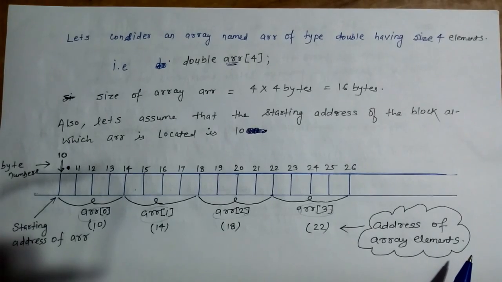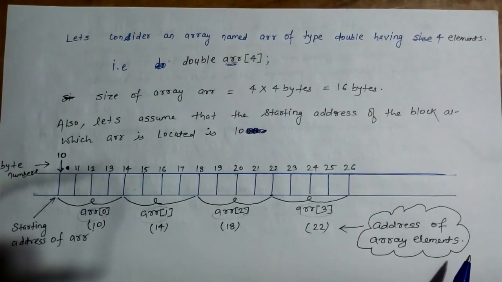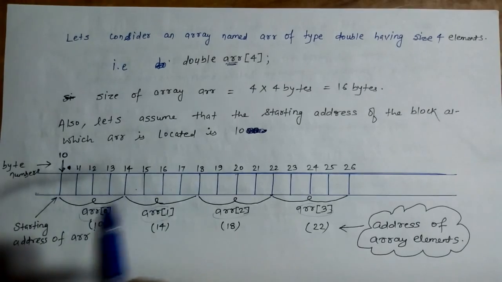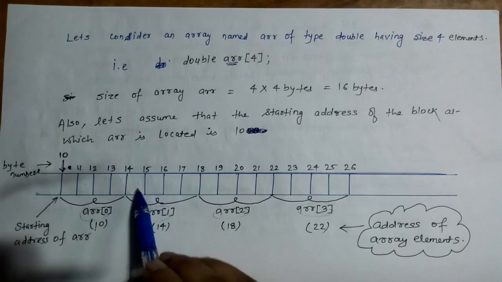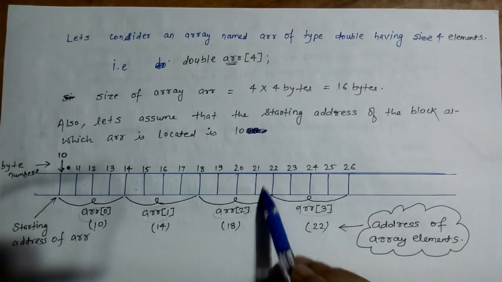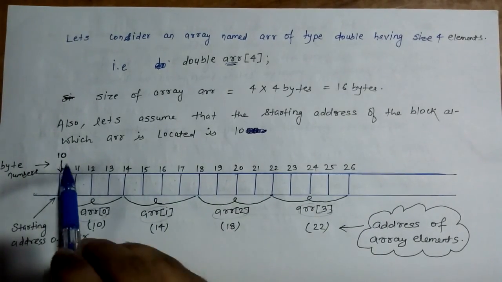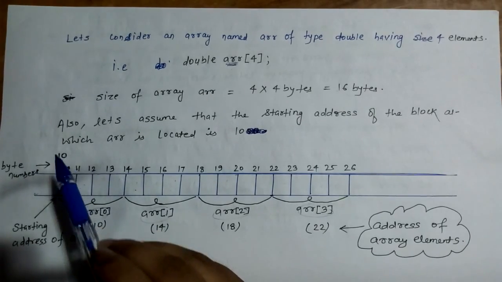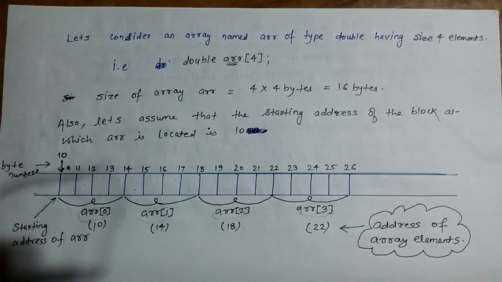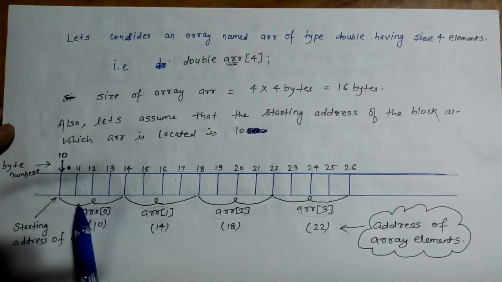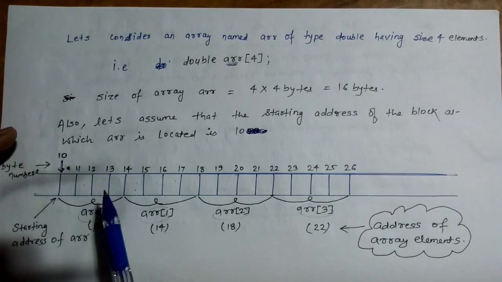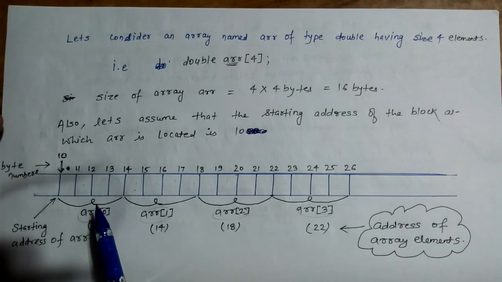So what does the array location look like? We have 16 bytes allocated, because the size of the array is 16 bytes: 1 2 3 4 5 6 7 8 9 10 11 12 13 14 15 16. We are assuming that the address of the first byte is 10, so this represents the starting address of the array. Each array element is taking 4 bytes, because each array element is of type double, and we have already assumed that double in our system takes 4 bytes.